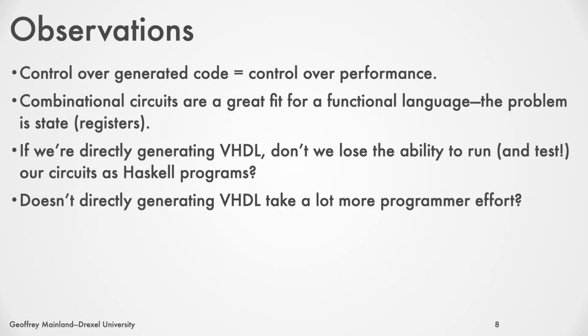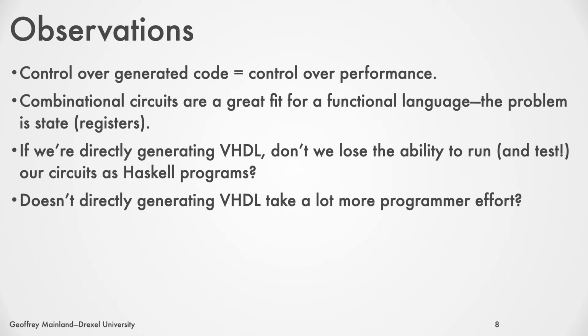I'll make a few observations and raise 2 questions that I want to answer during the rest of this talk. First, control over generated code equals control over performance. The next observation is that combinational circuits are a great fit for functional languages. The problem is state, or registers. We saw this over and over again when we used these systems to build hardware. One of the big benefits of systems like Kansas Lava and Clash is that the same program can be both run as a purely Haskell program and used to generate code. Does using the Metaprogramming with Combinators approach lose that benefit? In the benchmarks I've presented, I ignored one of the metrics I said I cared about: programmer effort.